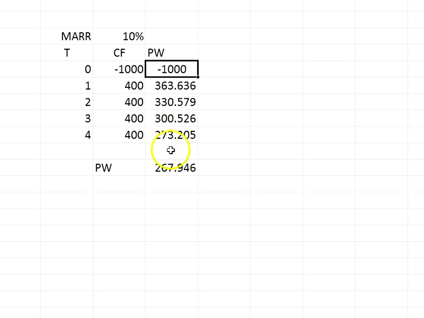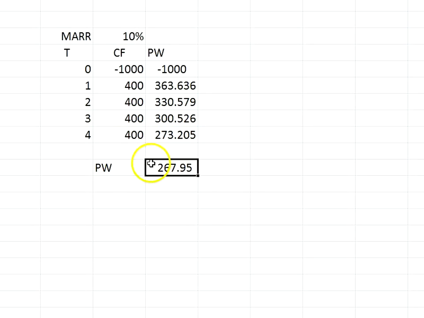So when we add all these quantities together in this column, we obtain 267.95. And that would be the present worth of this project discounted at 10%. So nothing changes here except with the consideration that inflation has not been taken into account in this project.